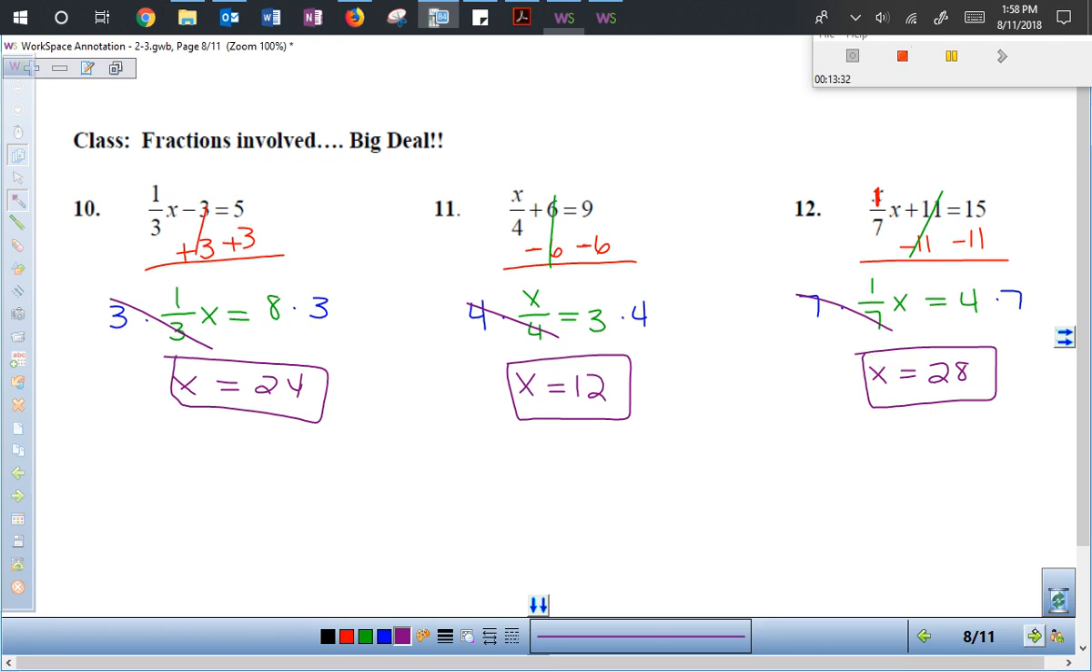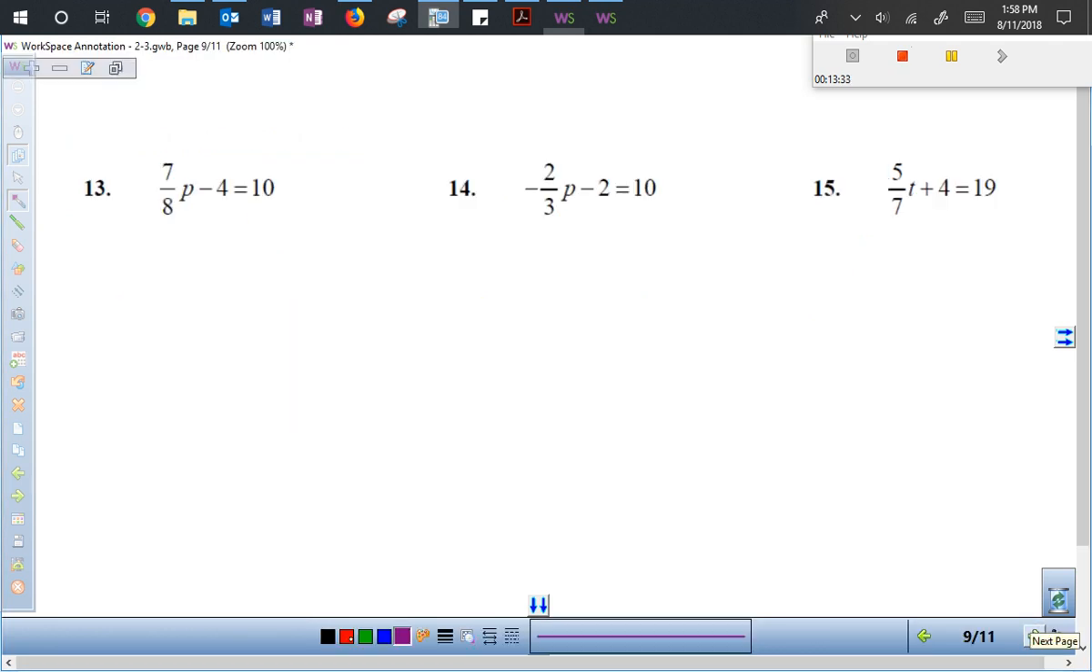Alright, on number 13, we're going to start by adding 4 to each side. Add or subtract first. Cancels out and leaves me with 7 over 8 times p equals 14. Then, instead of dividing by a fraction, we multiply by the reciprocal. So times 8 over 7 on each side. This cancels out on the left side and leaves me with p.